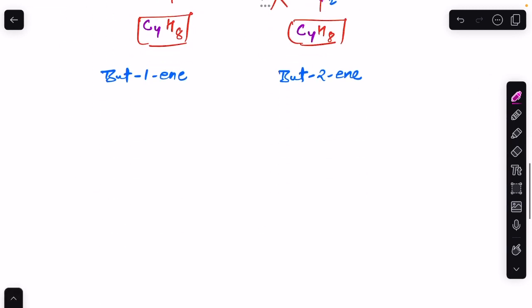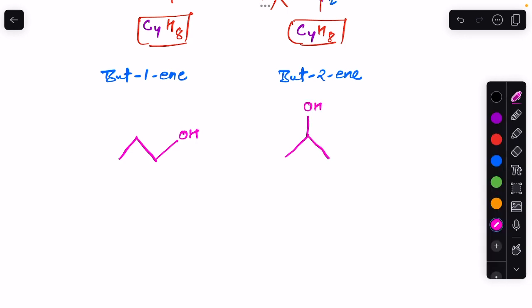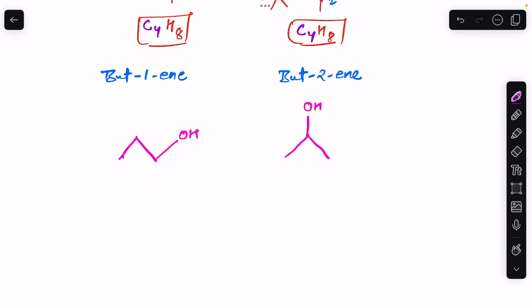Let's take another example. Let's have a functional group OH. If we count the number of carbon atoms, they are 1, 2 and 3. This is C3. Hydrogens are 1, 2, 3, 4, 5, 6, 7, so C3H7OH.